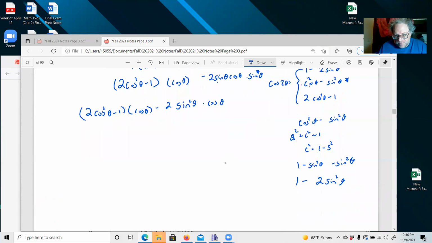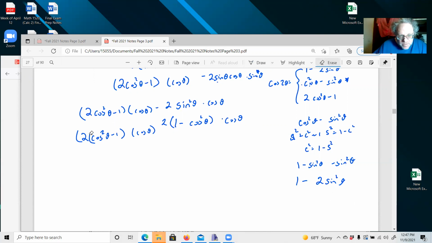Now using this identity here, sine squared theta is equal to 1 minus cosine squared. So here we have 1 minus cosine squared theta times this 2 times cosine theta, and 2 cosine squared theta minus 1, oops, not there, there, and cosine theta. Let's make sure that we didn't write that down wrong.